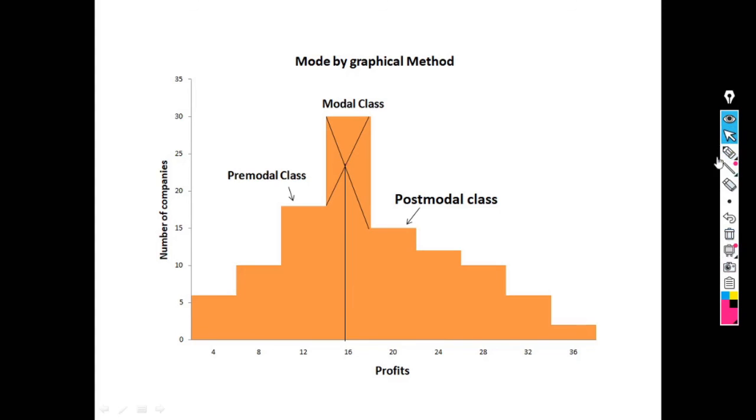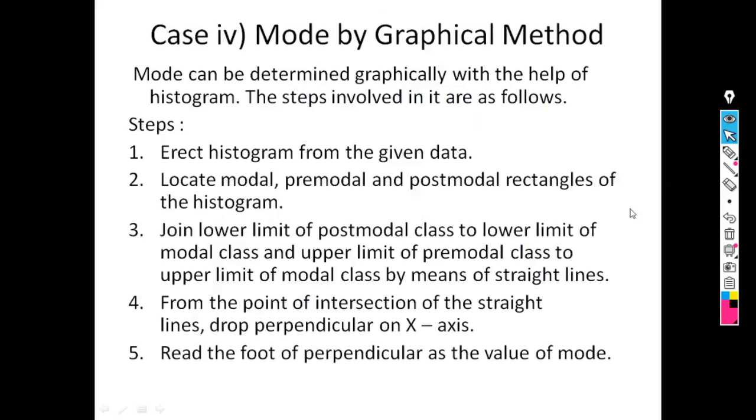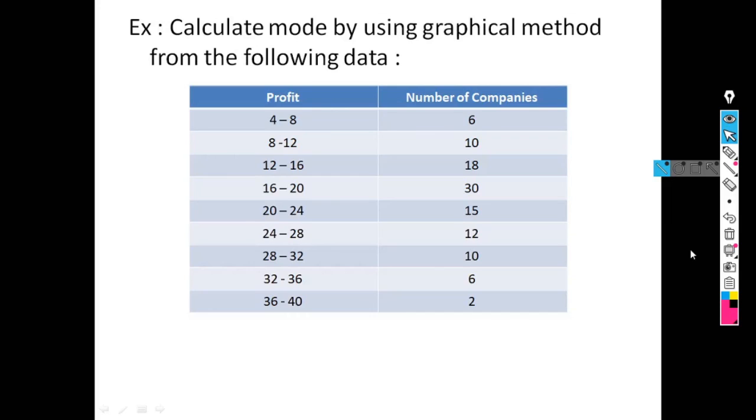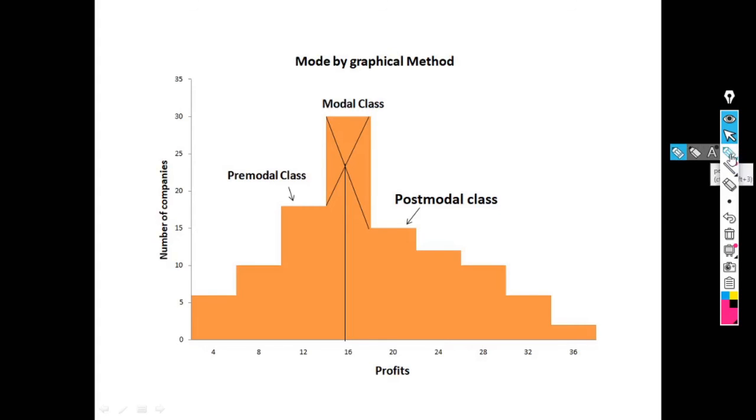Next step is read the foot of perpendicular as the value of mode. Means the value at the foot is the value of the mode. Means this is the point of intersection of this line to the x-axis, means this point. It is the value of mode. So in this way we can represent mode by using the graphical method.